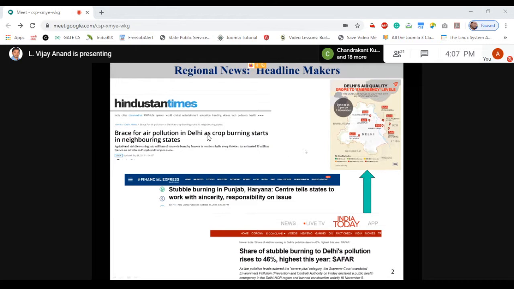But this is not the entire picture. Whenever crop burning happens, of course, it creates air pollution and the air quality gets severely impacted. But what happens to the char, or the biochar, that is left in the field? What is the impact of it? That is essentially the focus of my talk today.